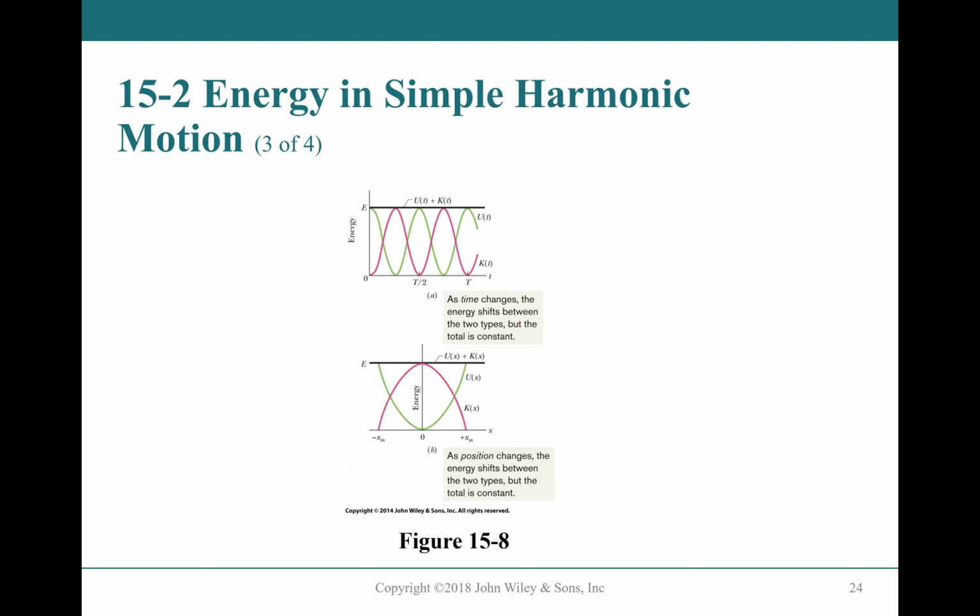And you can see what the energy looks like. Your potential energy is the green line. Your kinetic energy is the red line. But when you add these two, you get a straight line. So that's why our total energy is a constant. As time changes, the energy shifts between the two types, between kinetic energy and potential energy, while the total mechanical energy is constant.